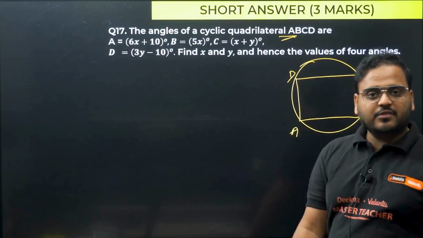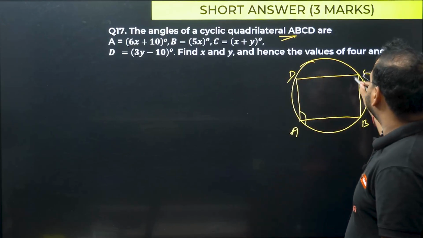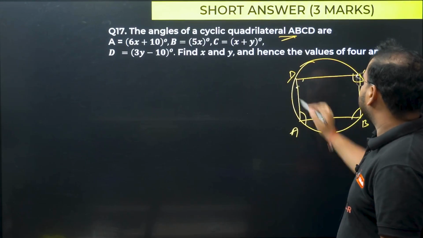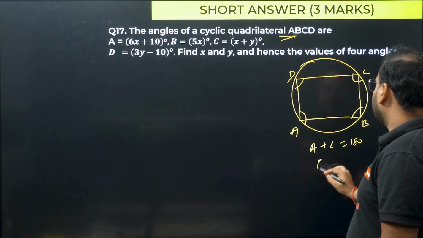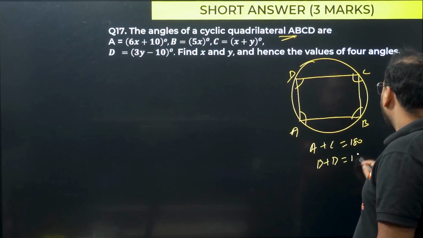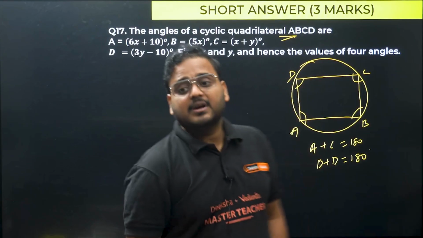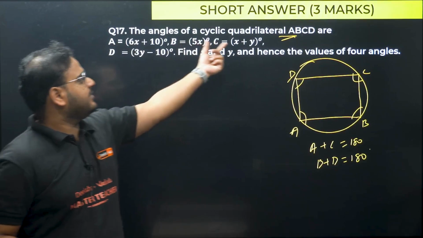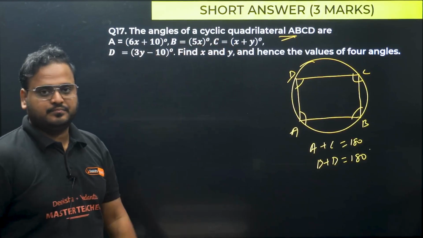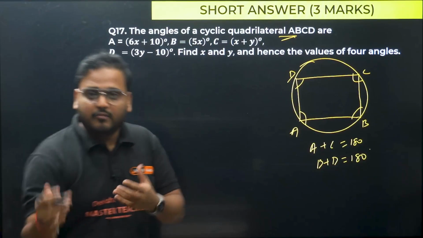We all know the properties of ABCD, correct? A plus C is 180 and B plus D is 180. A plus C is 180 and B plus D is also 180. That's the property of cyclic quadrilateral. Yes or no? Yes. Angle A is given, angle B is given, angle C is given, and angle D is also given. In the variables, of course, x and y, we'll make the equations.